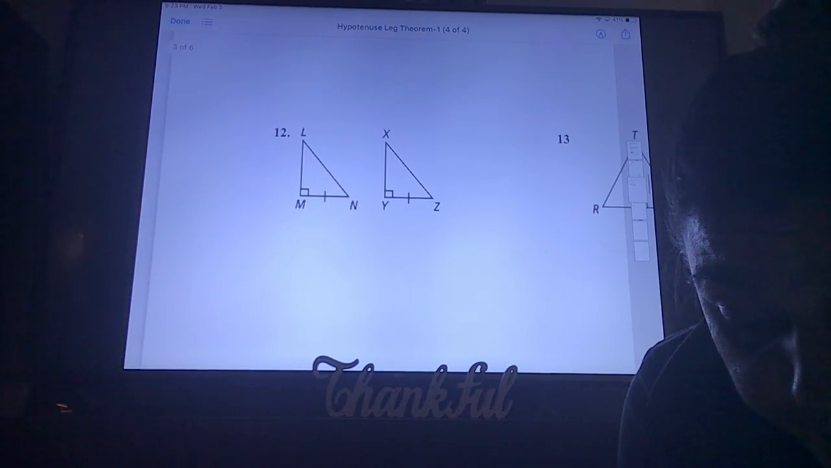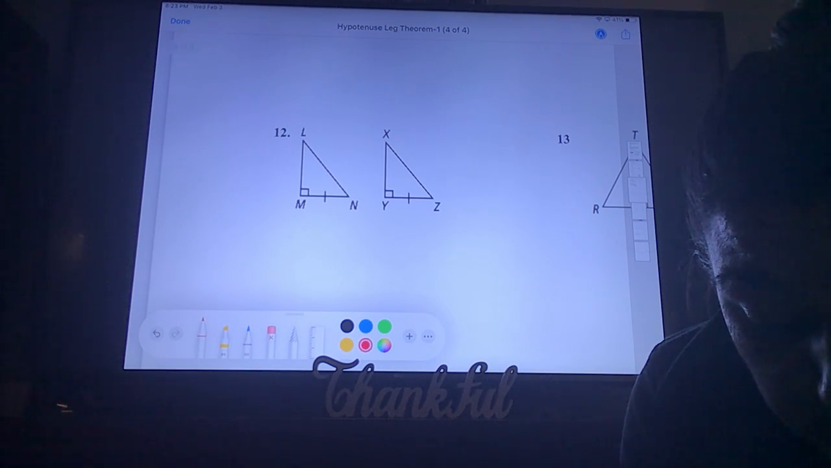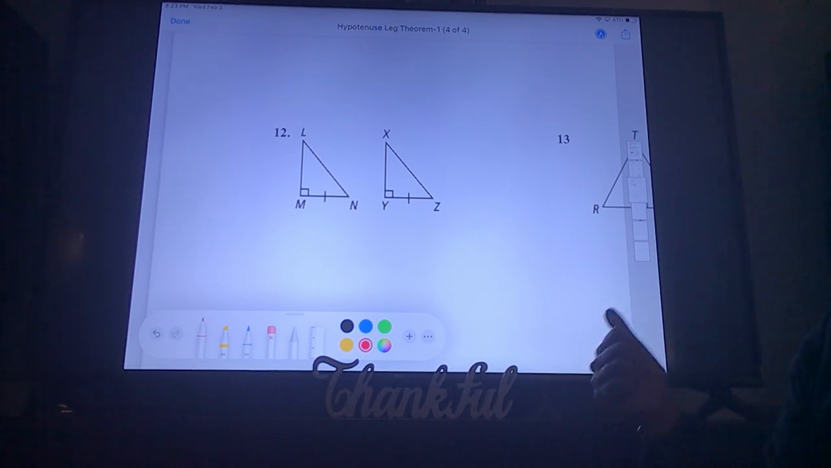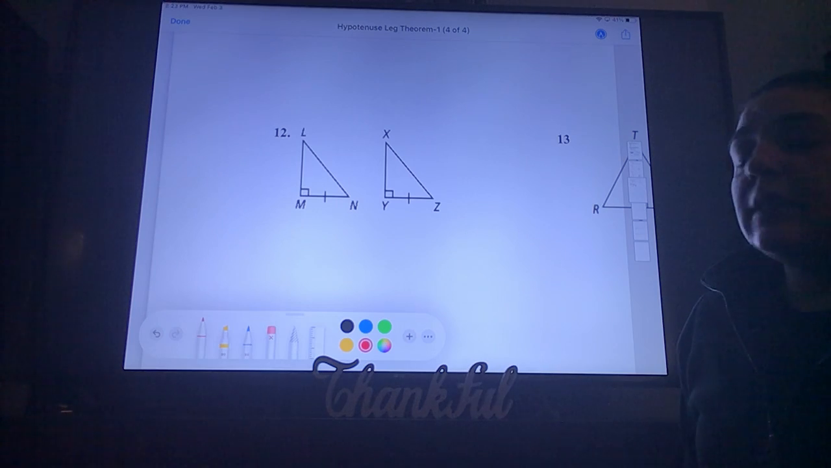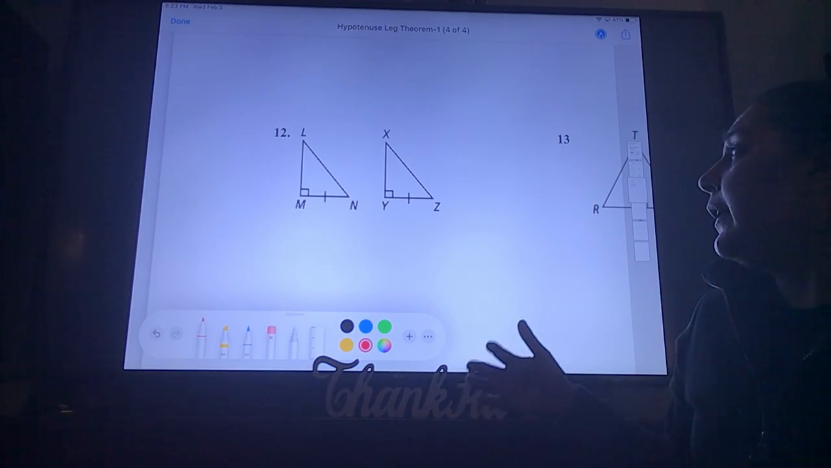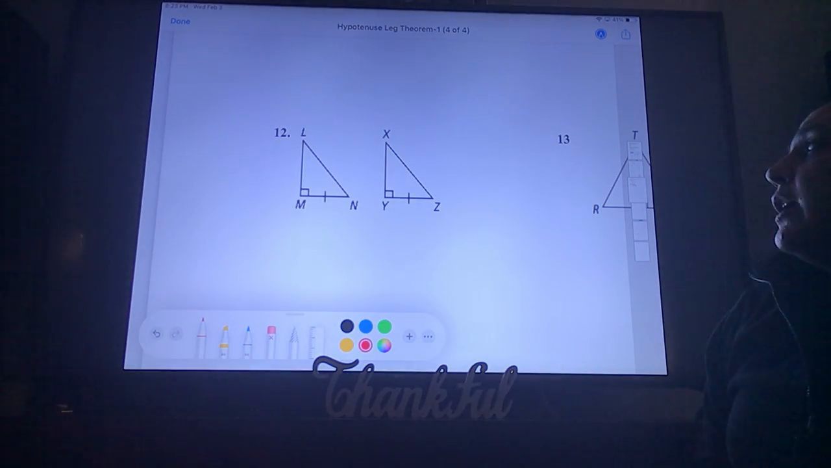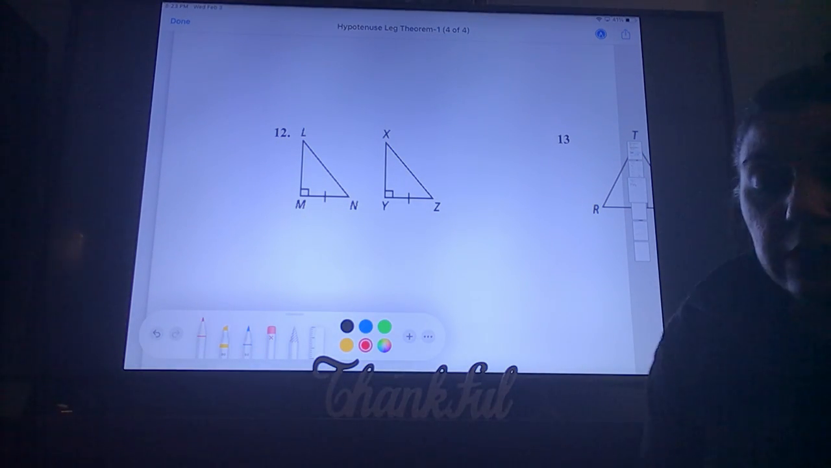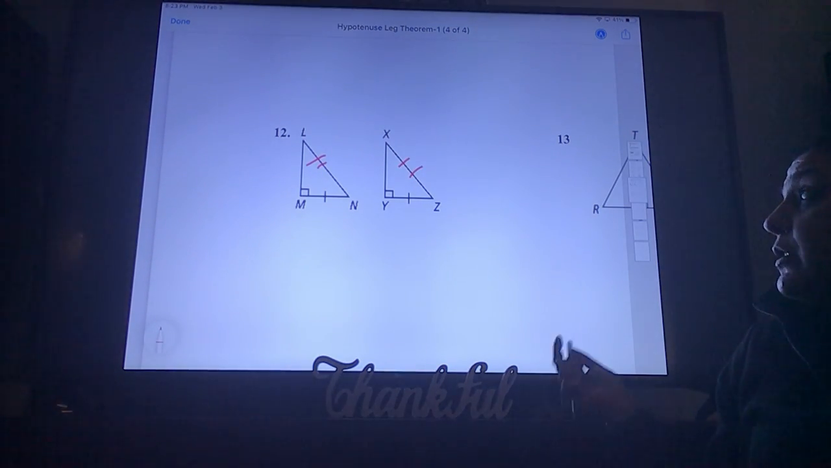Okay, look at 12. They want to know what is missing. What do you need in order to use the HL theorem? Okay, so run through the motions. Do we have right angles? Yes. Do we have congruent hypotenuses? I do have something marked, but is it a leg or is it a hypotenuse? Our hypotenuse is the one across from the right angle. So we would need this to be marked with a 2 and this to be marked with a 2 in order for us to use that.